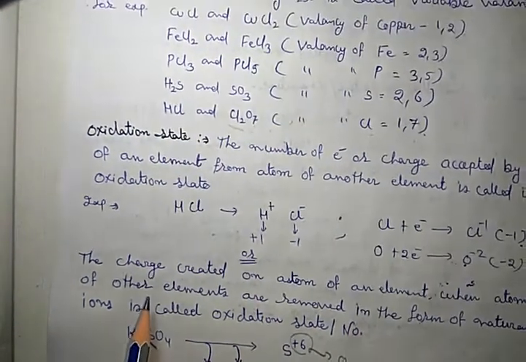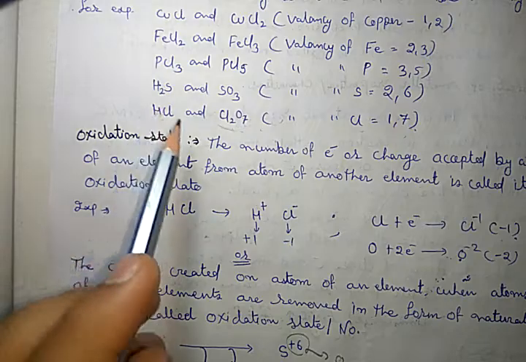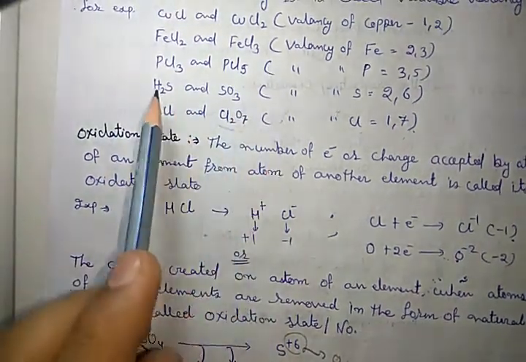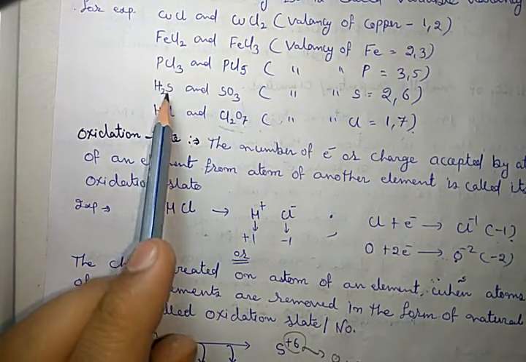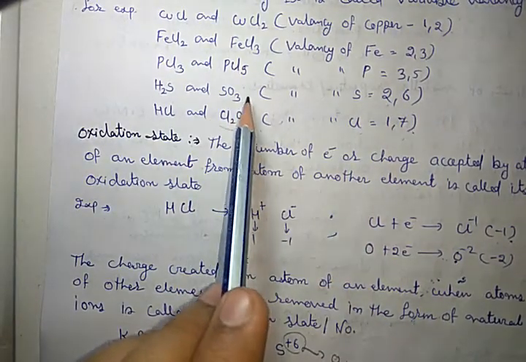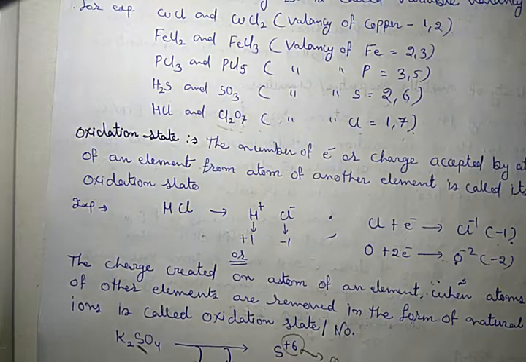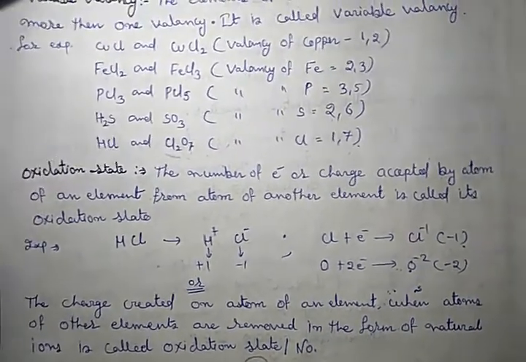Got it? If we consider one more example, oxygen, by combining the oxygen the valency changes from 1 to 7, we can consider that one also. That is H2S. In that one the valency of sulfur is 2, but when it forms SO3, then its valency becomes 6. Got it? Understand?